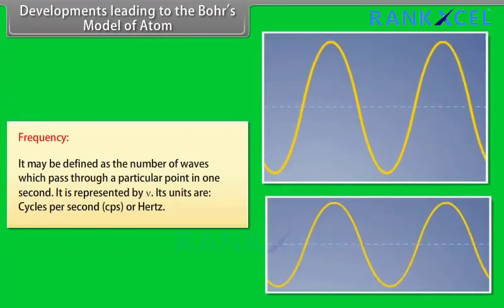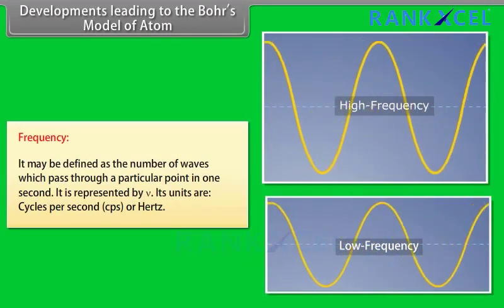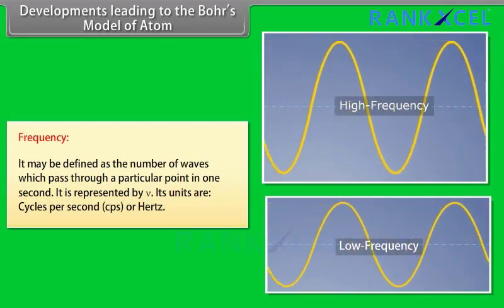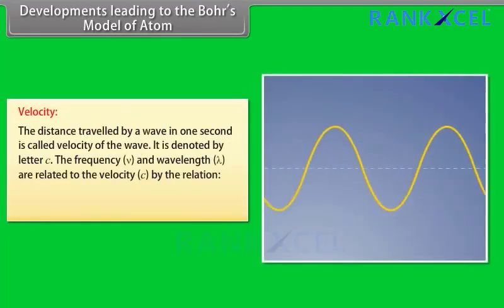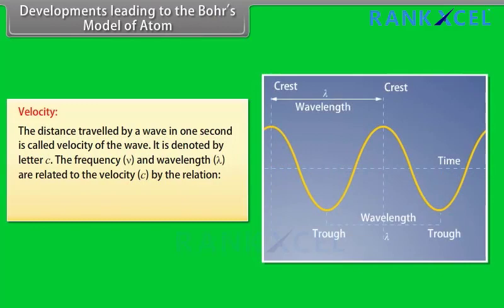Frequency. It may be defined as the number of waves which pass through a particular point in 1 second. It is represented by nu. Its units are cycles per second or hertz. Velocity. The distance traveled by a wave in 1 second is called velocity of the wave. It is denoted by letter c. The frequency and wavelength are related to the velocity c by the relation c is equal to nu into lambda. Its unit is meter per second.